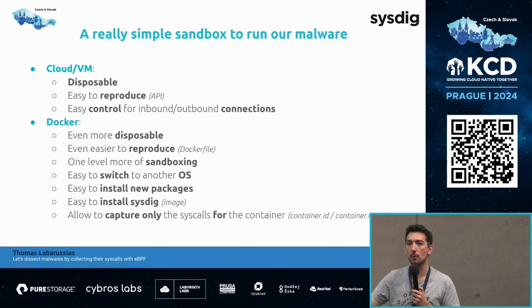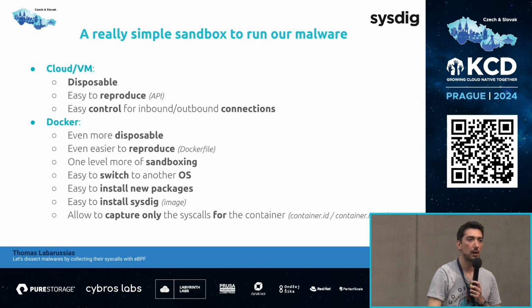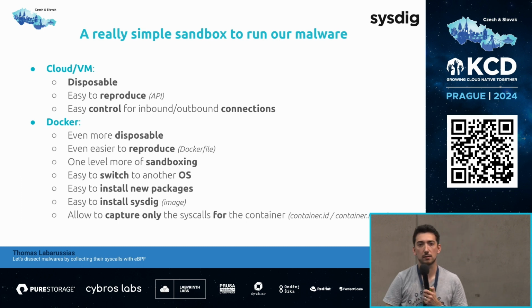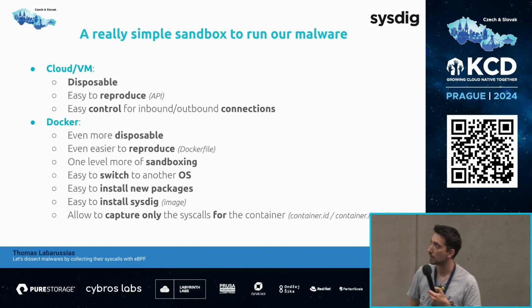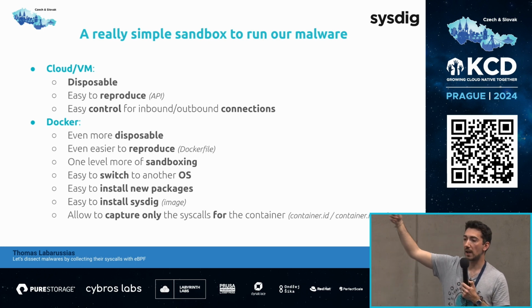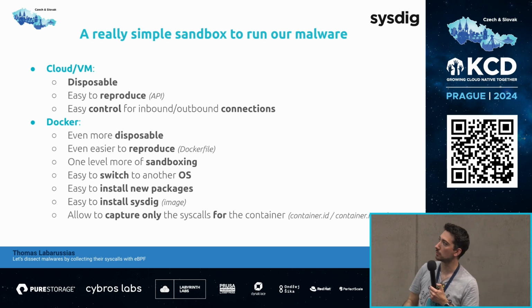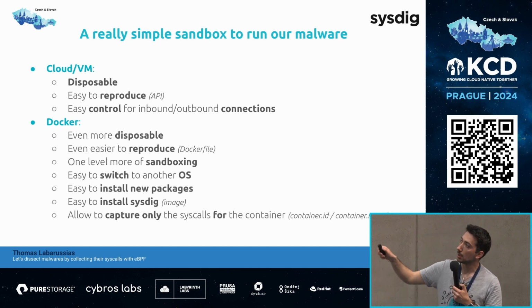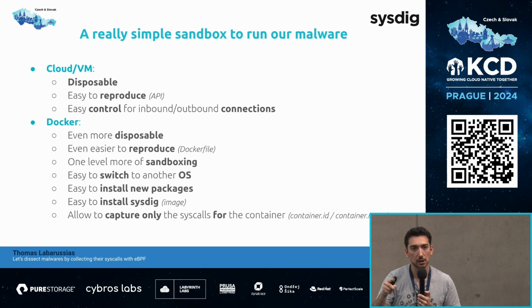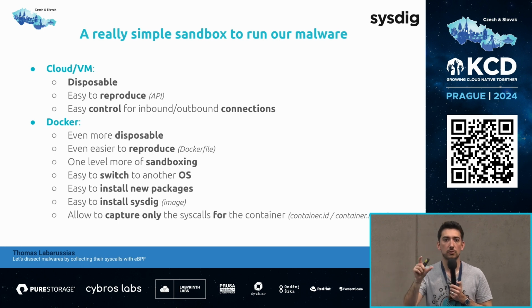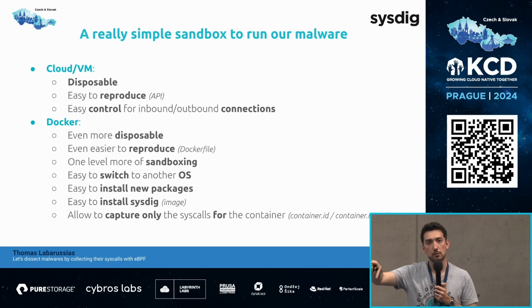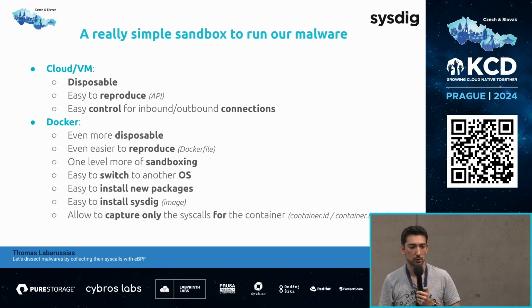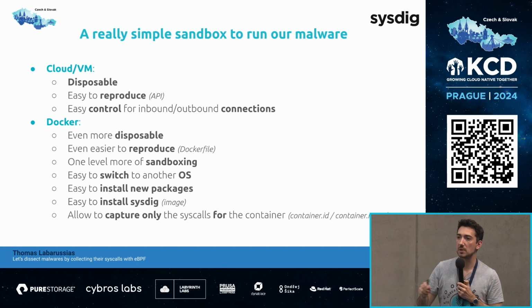For example, if my malware was supposed to run in a Red Hat environment, I can use a Red Hat image. If it's Ubuntu, I can use an Ubuntu image and so on. Easy to install new packages in my Docker image or directly in the Docker container. And it's easier to install sysdig aside. And with that, because I have another level of sandboxing, I can just filter the syscalls concerning that container, including the malware and not the whole system. It allows me to get smaller captures with only suspicious events.